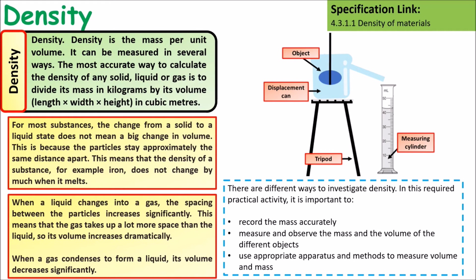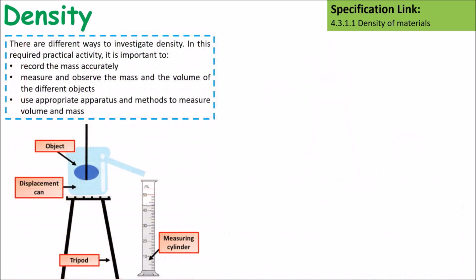So there are different ways to investigate density. Important things in all of them that we need to remember is that we need to record the mass. We need to measure and observe the mass and volume of the different objects and use appropriate apparatus and methods to measure the volume and mass.